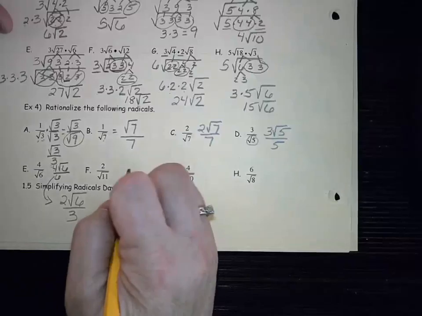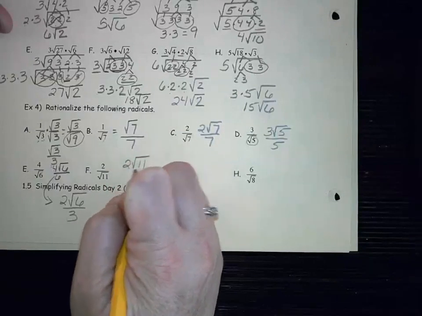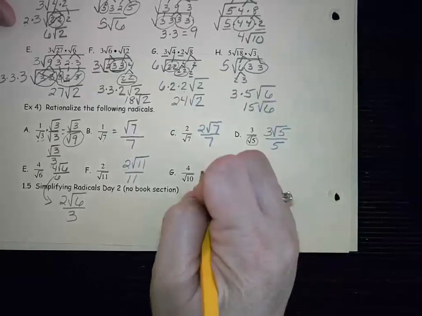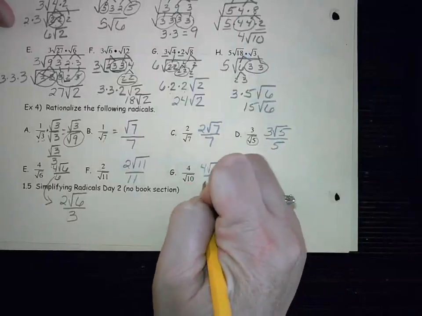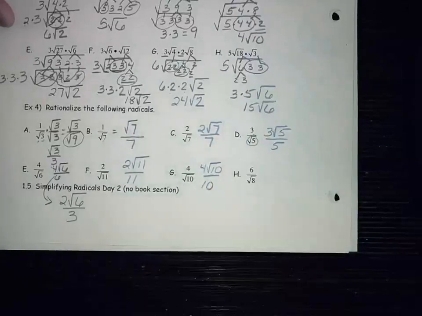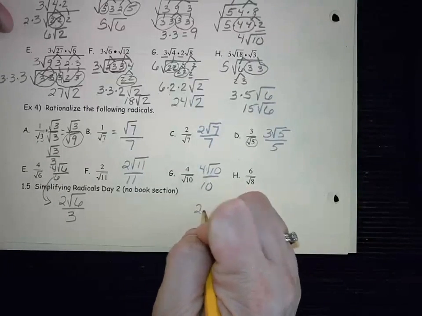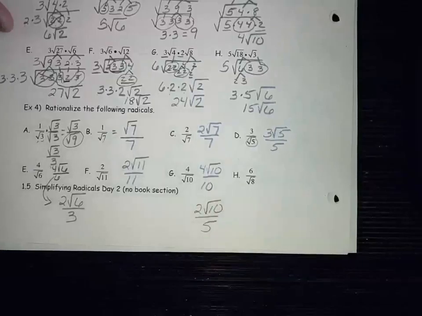Letter F would be 2 square root of 11 over 11. Letter G, 4 square root of 10 over 10. And again, that 4 over 10 can be reduced, so 2 square root of 10 over 5. And we're going to skip letter H.